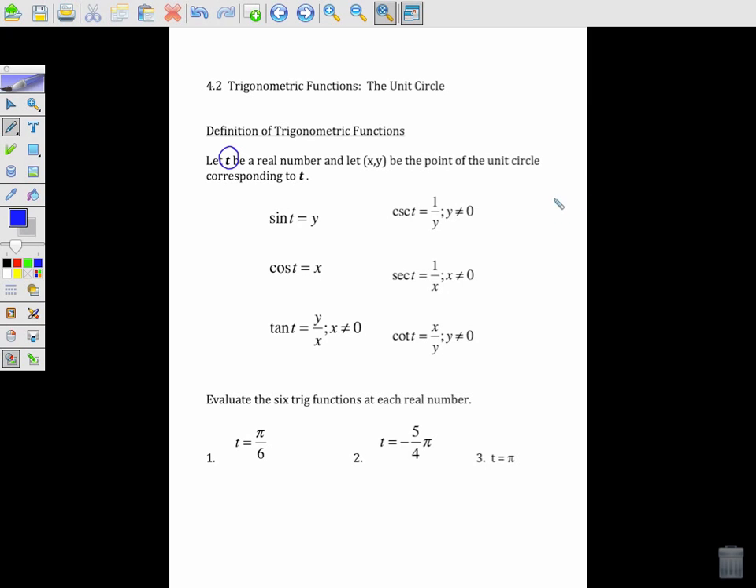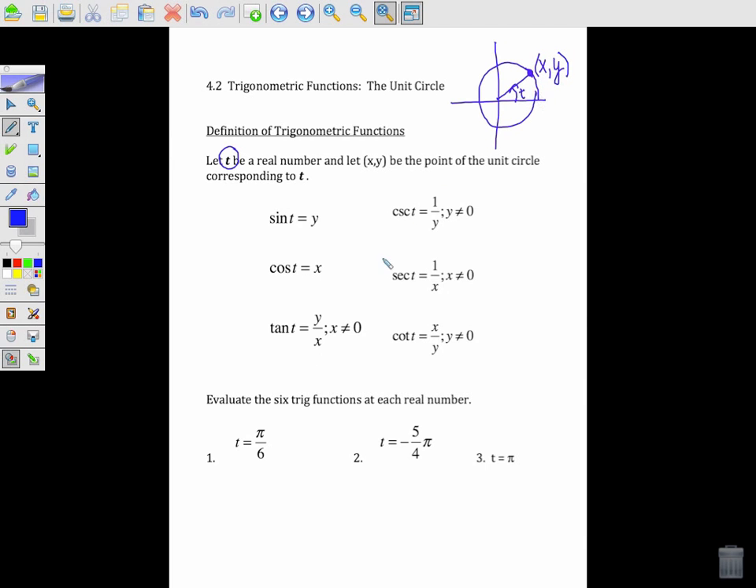So just to give you an idea of what this means, you've got your x and y axis, you've got an angle here, and that angle can be represented on the unit circle, and this is then angle t. And the point here on the circle would be (x, y). So what we're going to do is just do some evaluating.